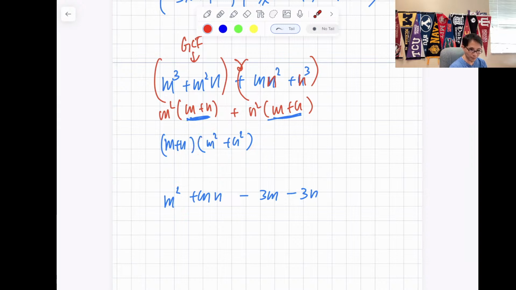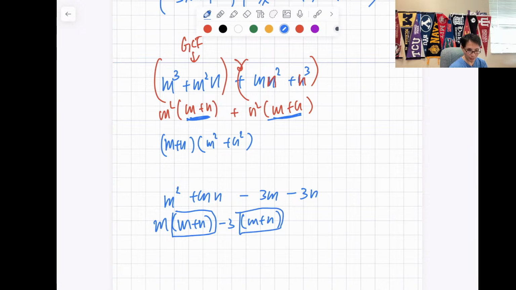Okay, so I'm going to go ahead and factor out an m here. And that's going to be m plus n. Is that okay? I'm going to factor out a negative 3. That's m plus n. Do you see that? And then now I'm going to take this out completely. This is factor by grouping, so it'll be m plus n times m minus 3. And that's the factoring of greatest common factor.